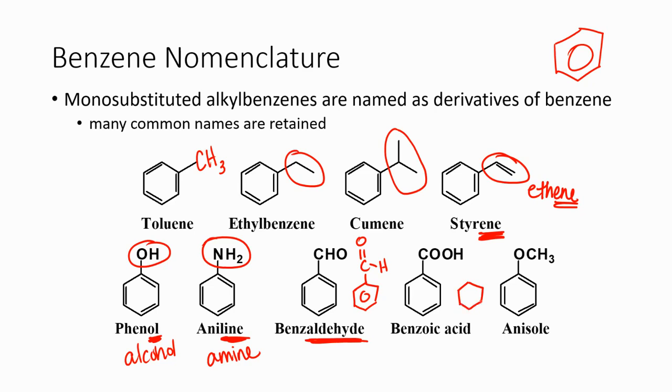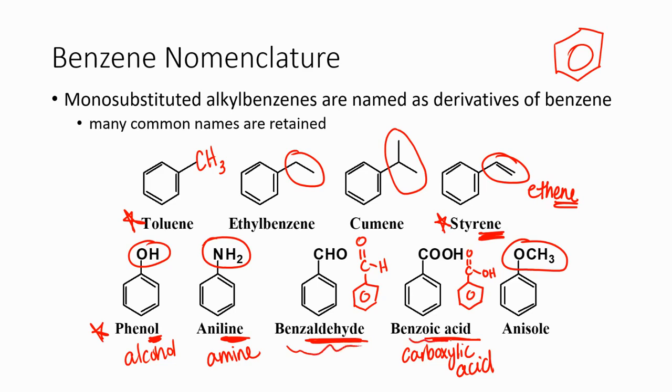Benzoic acid similarly has a carboxylic acid. So you have to recognize that COOH means there's a C double bonded O, and then that OH, or that carboxylic acid, on the benzene ring. Anisole just has an O and then a methyl group on benzene, giving it an ether group essentially. So of all these, toluene is probably one of the more common ones. So is phenol, styrene's pretty common, and even aniline comes up a lot. If you know your aldehyde and carboxylic acid functional groups, you should be able to remember benzaldehyde and benzoic acid using those.